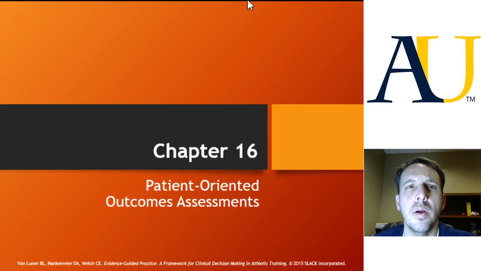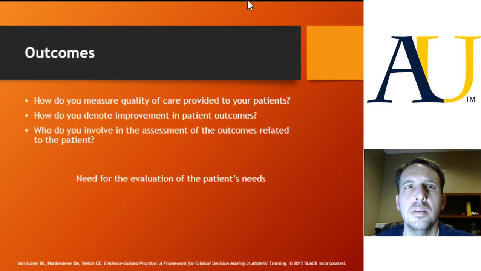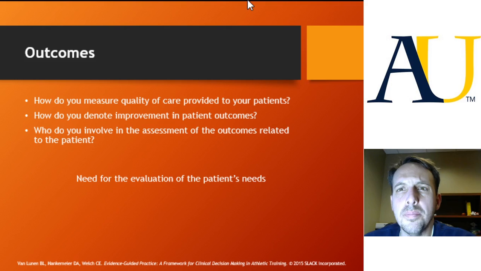And so one of the ways that we go about doing this is by collecting outcomes. And so the main point and objectives for this is to discuss what we're talking about when we talk about outcomes. And so the overarching question that we're going to focus on is, how do you measure quality of care provided to your patients? So how do we go about saying and justifying the care that we are giving? How do we show that we are a quality healthcare provider?